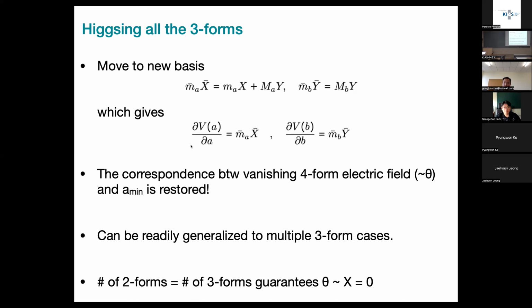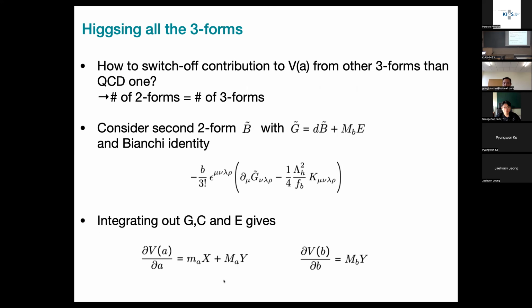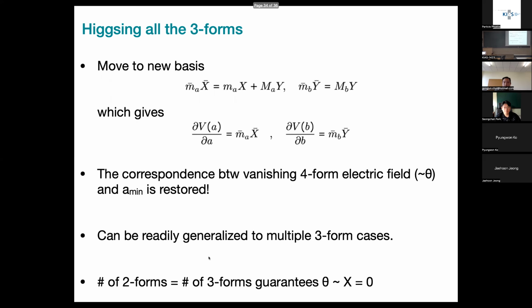you can always show that the potential of the axion can be written as some dimensional quantity times x here. What happens when you achieve this equality is that every other three-form can be written in terms of the QCD Chern-Simons three-form. Then you will see that this whole expression can be simply rewritten in terms of some dimensional quantity and the Chern-Simons three-form, the field strength of that. You restore the one-to-one correspondence between the axion potential and the QCD Chern-Simons three-form, and then you can guarantee the vanishing theta precisely. So this is a solution. As long as you guarantee the number of two-forms equals the number of three-forms, your axion is a perfect solution to the strong CP problem. What does it mean phenomenologically?